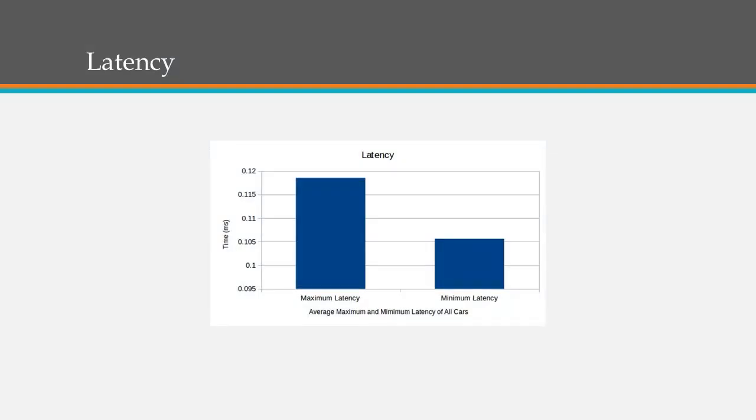Now we analyze the results for latency. Latency is the time taken by a packet to travel from the emergency vehicle to the car nodes in network. We have calculated the maximum average latency and minimum average latency for the duration of our scenario. We found that maximum average latency is around 119 microseconds. Also, the minimum average latency is around 106 microseconds. So, it proves that the latency in our implementation is well within the latency expected in quality of services.